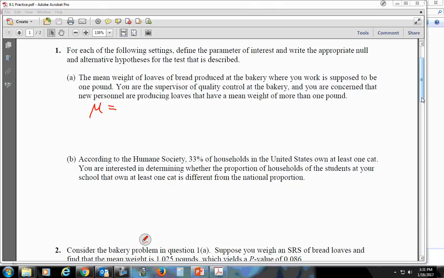So our parameter of interest is the mean weight of loaves of bread, and I want to stop right there, and I would actually be wrong. That's the population we're studying. It's not the population of interest. Of interest, I have to say it's the bread at my work because that's my interest in this problem. Does that make sense? So it's just the population in general, then it's all the bread. But no, I need to keep going, and it's at the bakery where I work.